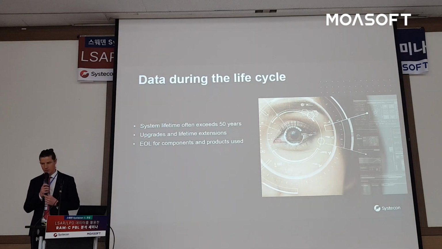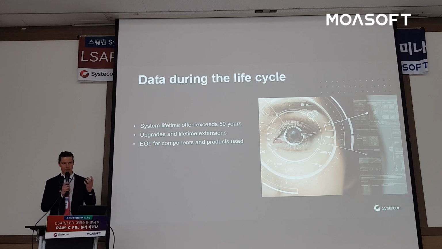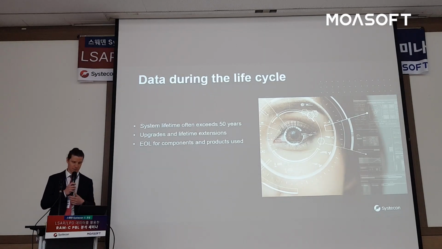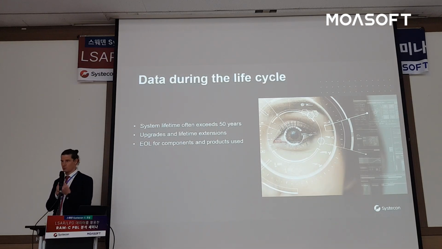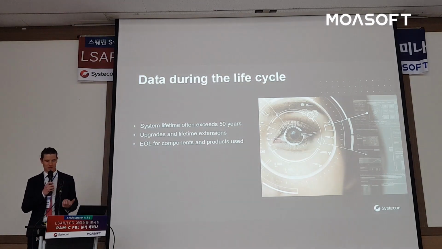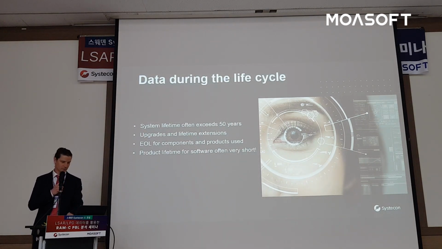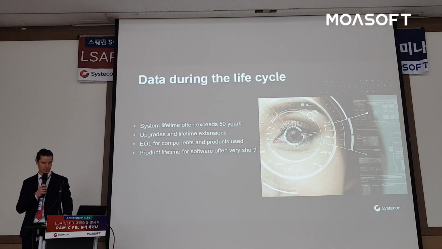And it's not uncommon that a system that we are working with is built up from a set of subsystems. So we have contractors and sub-suppliers. And often we might reach an end of life for those components or products used in the main system. So that means that we have subsystems that have a shorter lifetime than the actual system that we want to operate. And if we look at software, we know that the lifetimes are even shorter.